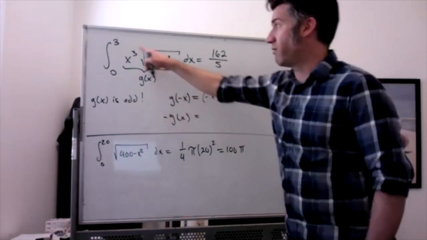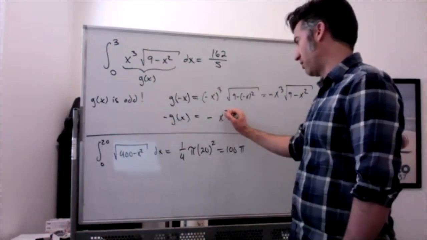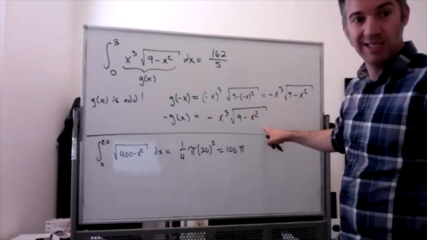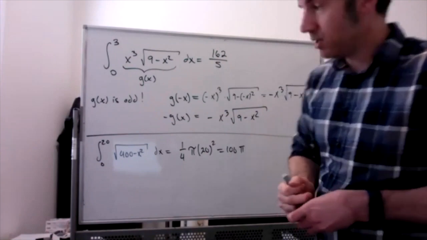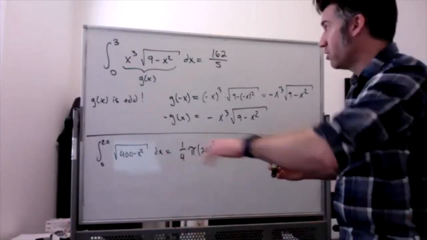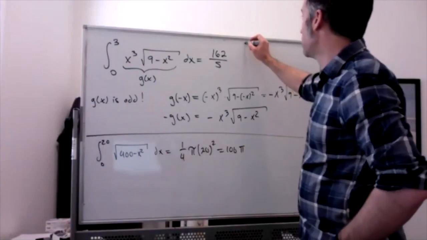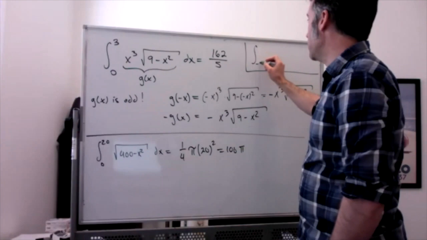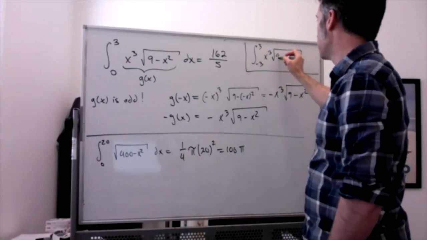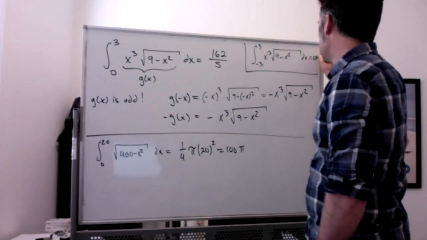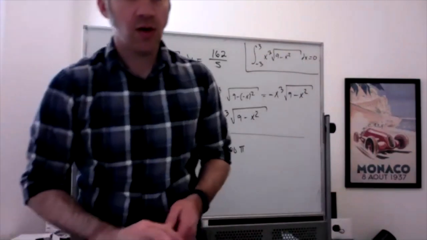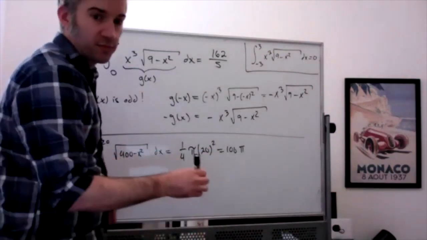Negative of the function means you're just putting a negative in front of the whole entire thing. Are those the same? Yes, they are. So g of x is odd. So here's what we know. We know for sure that the integral from negative 3 to 3 of the same function is 0. Now, the questions that were asked are the following. So that's actually one of them.